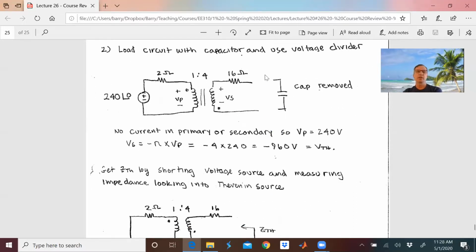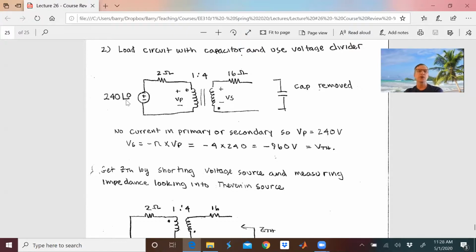So we need to turn this into a Thevenin source. I want to get the open circuit voltage, because remember, the open circuit voltage is the Thevenin voltage. So with this cut, I have no current here. That means I'm going to have no current here because of the way the current reflects. So I can get my secondary voltage pretty easily.